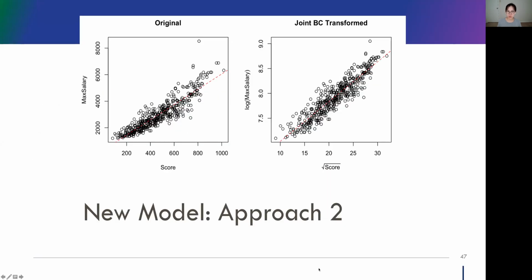Let's look at how it does. This is the original fitting. This is after the BothXY transformation on both Y and X. It looks much better, right? Data are closer to the regression line, and they are more or less evenly distributed around this line. Okay, so this is approach 2.